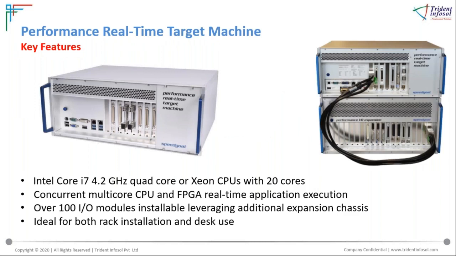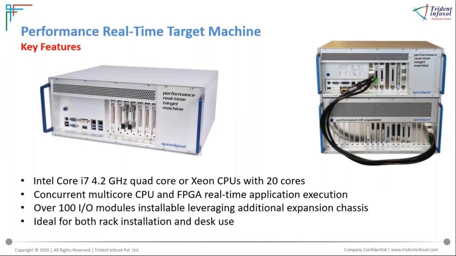The higher end target machine from Speedgoat is the performance real-time machine. So when you are looking at running your models at a much higher sample rate, and also if you have multiple IO functionalities or multiple IO cards, then we can go with the performance real-time target machine. Here again, by default we can have an Intel Core i7 CPU, whereas if you require a higher end CPU, then there is also a possibility to go for Xeon CPUs.